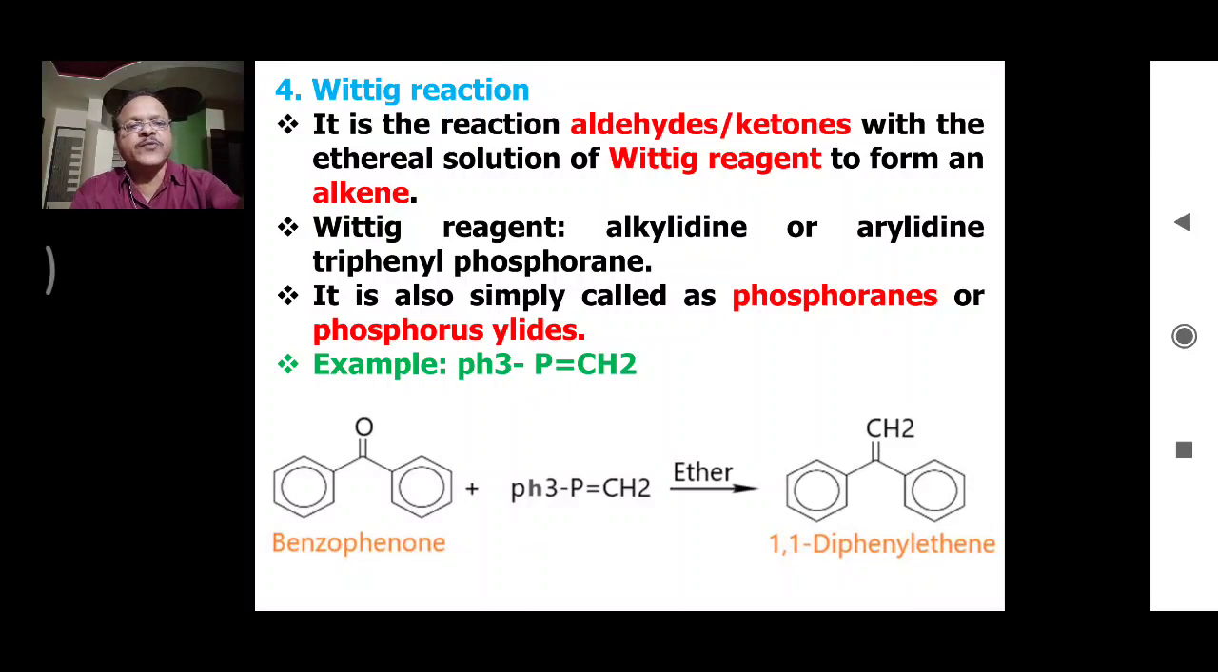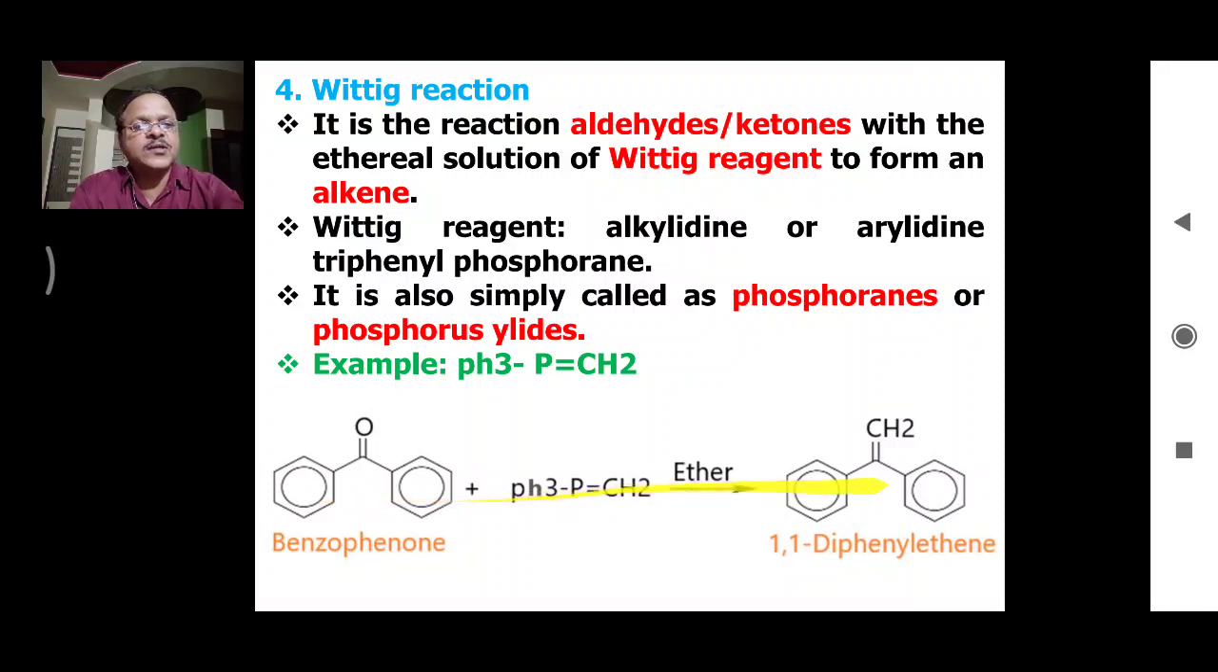The Wittig's reagent used in this reaction is nothing but the alkylidene or arylidene triphenyl phosphorane. It is simply called phosphorane or phosphorus ylide, and it is represented as Ph3P=CH2. Ph means C6H5, that is the phenyl group. Three such phenyl groups are linked to this phosphorus, and there is formation of this phosphorus ylide.